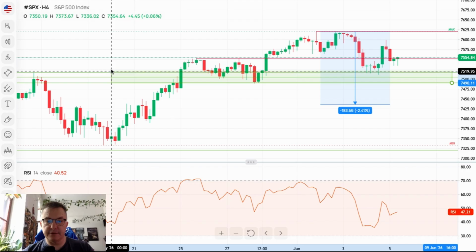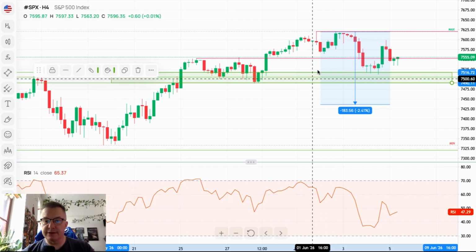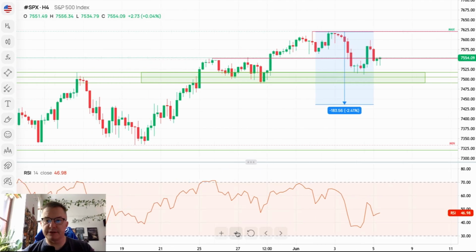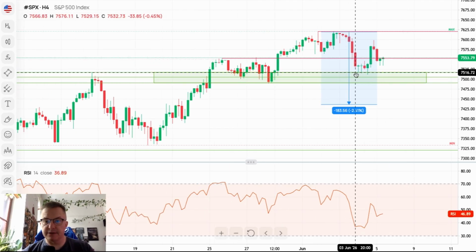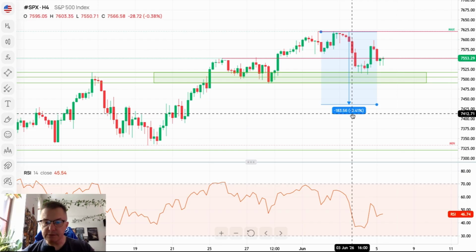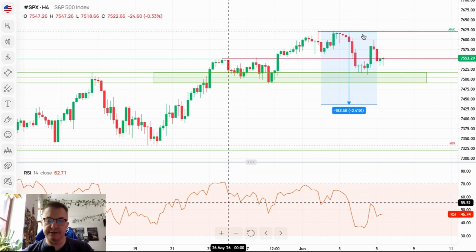This is the zone that constitutes the demand zone. It was made in three levels: 7,516, 7,503, 4,089. Any breakout below this zone is bearish. And as you can see, we have the first touch of this zone, and then the market jumps right back on.